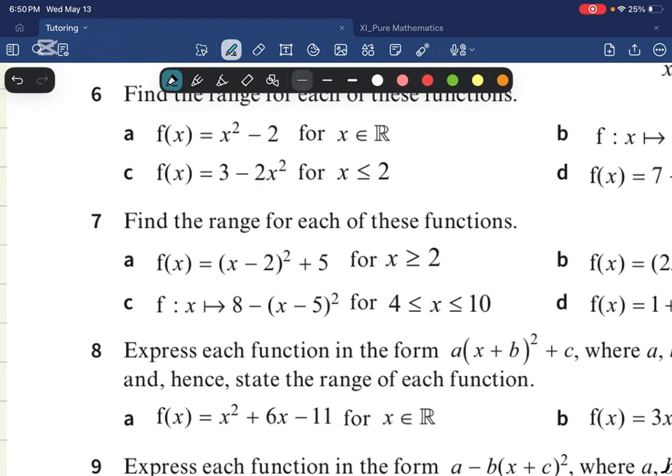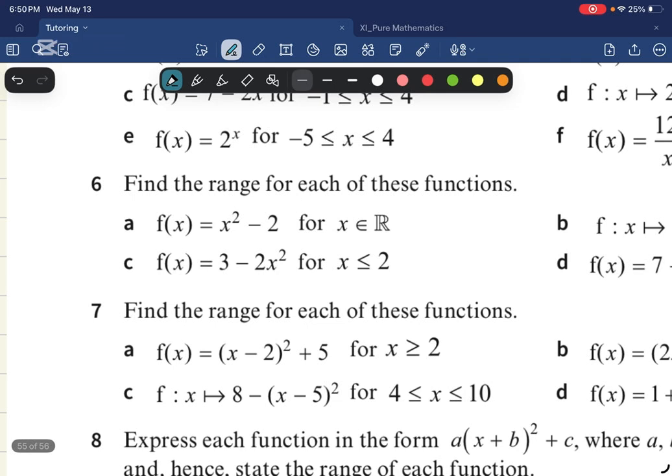Question 7. Find the range of each of these functions. This is an interesting one because it's not that easy to draw the graph. So let's just draw the graph of y is equal to x squared.